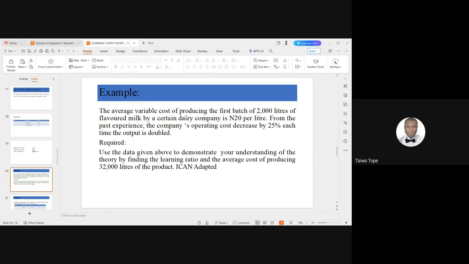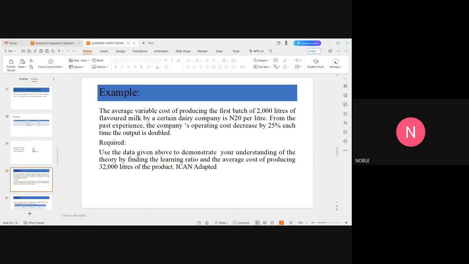All right, so the point is this. The doubling effect is fine. 2,000 liters being the first batch. When you double 2,000, you have 4,000. When you double 4,000, you have 8,000. When you double 8,000, you have 16,000. When you double 16,000, you have 32,000. Isn't it?